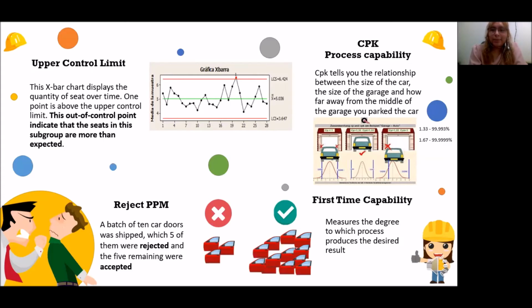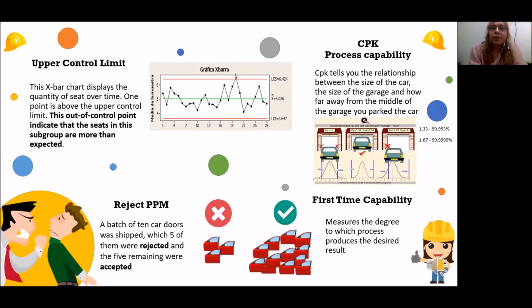Well, the CPK tells you the relationship between the size of the car, in this case the size of your process, and the size of the garage. The size of the garage becomes the customer specification limits, and how far away from the middle of the garage you park the car. So if you go past those limits, you will crash. Sorry, and the customers will not be happy.